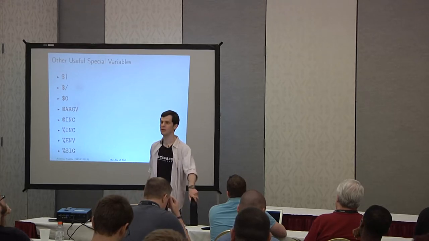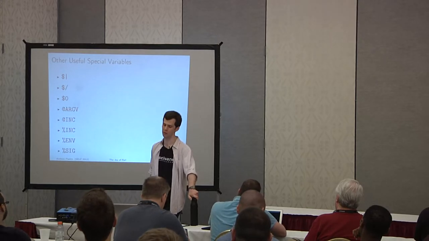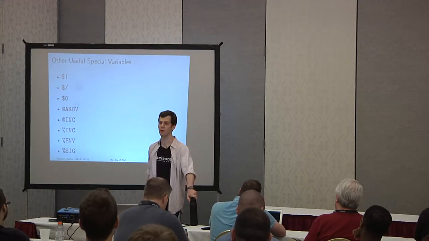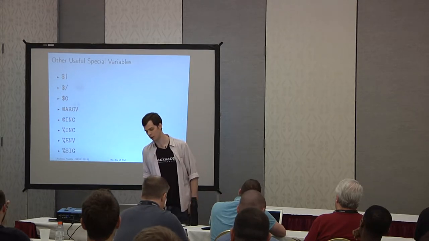In shell scripts, dollar zero is the name of the program being called, or however it's being called. ARGV contains the list of arguments, though it does not contain the program name. It's another thing that periodically trips me up.